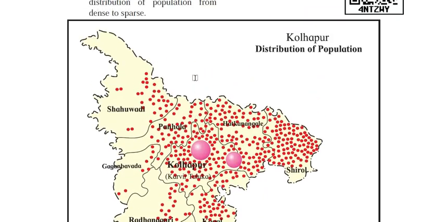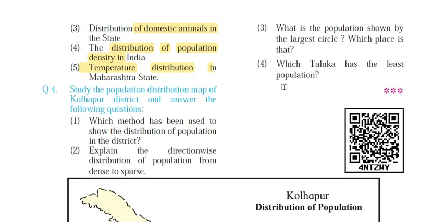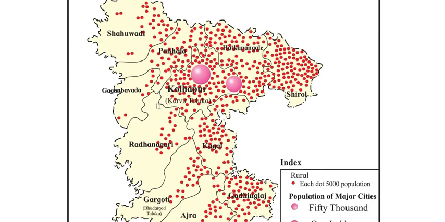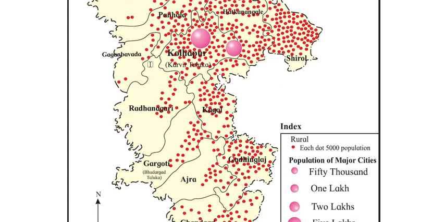The last question of today's exercise is which taluka has the least population. Here you can measure the dots. In Gaganbawda tehsil you will find the fewest dots, so the population is very low in this particular tehsil.